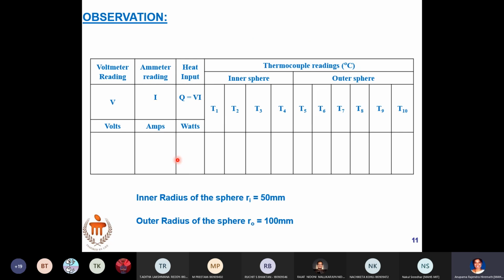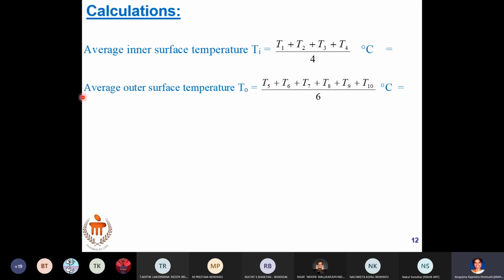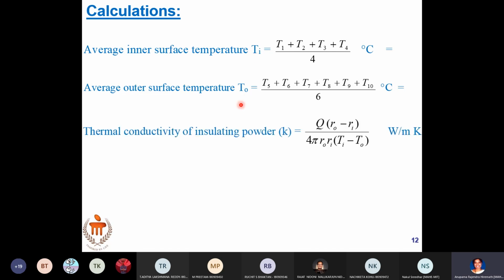This will be your observation table. Volts, current in amperes, you will write down. Then you will note down the thermocouple readings, T1 to T10. Inner radius of the sphere will be 50 mm. Outer radius of the sphere in this setup is 100 mm. You have to first find the average inner surface temperature. Also find the average outer surface temperature to get our Ti and T0.